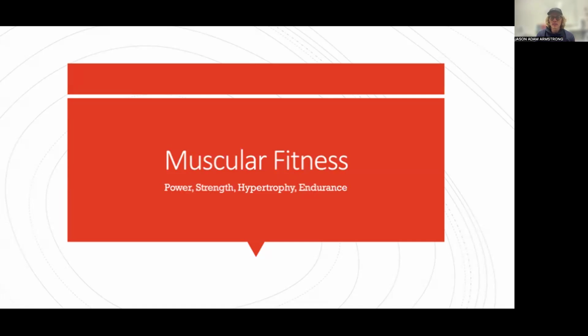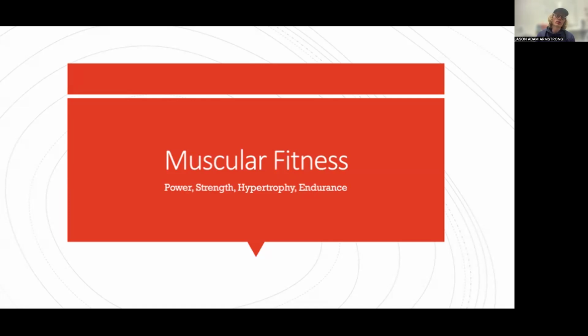So, muscular fitness testing is also important. The four components that we're going to talk about in this class are power, strength, hypertrophy, and endurance. However, I will say hypertrophy is not part of the muscular fitness testing that is considered in the ACSM manual. So, just note that difference.